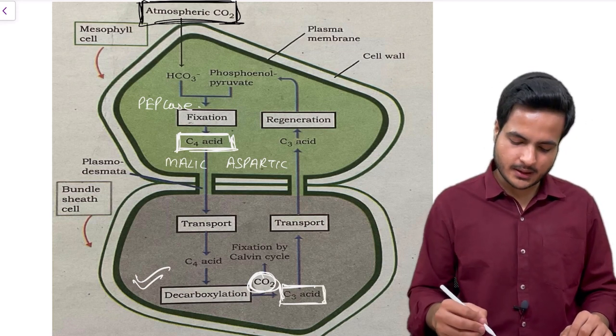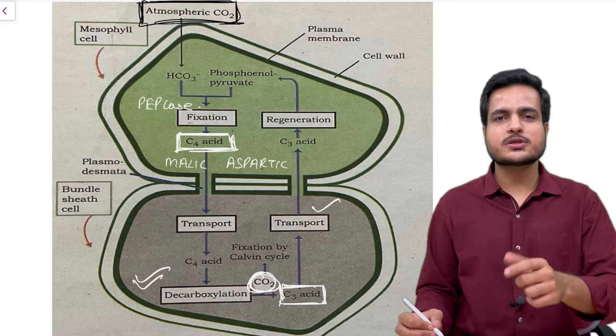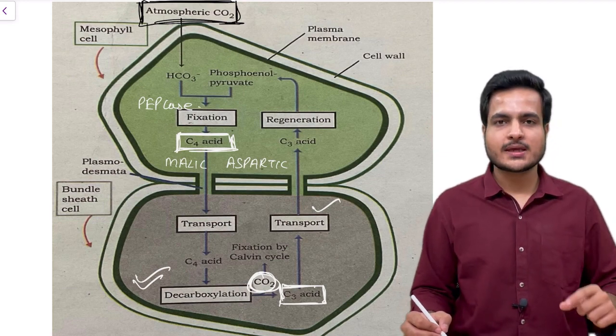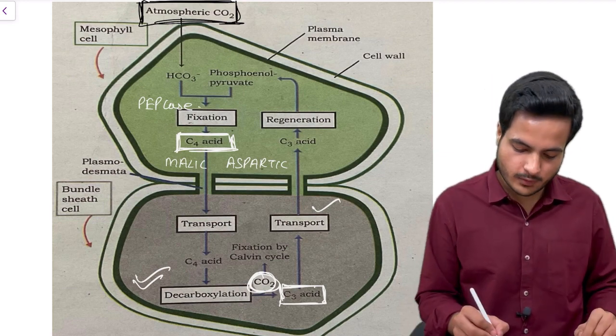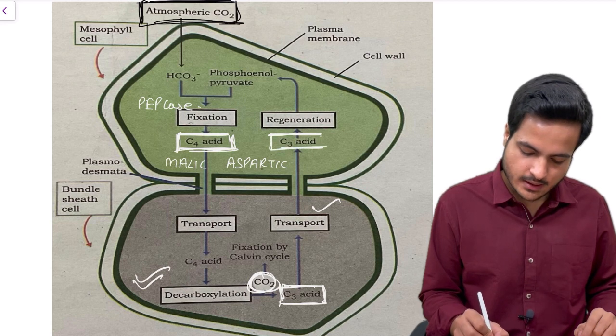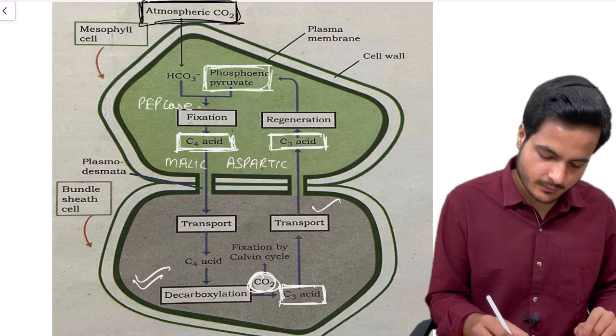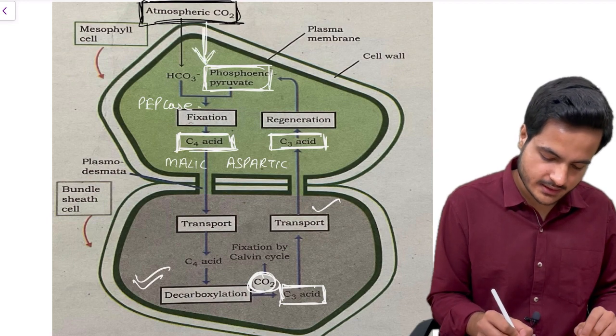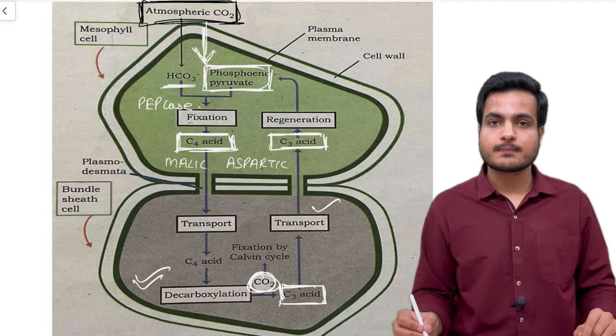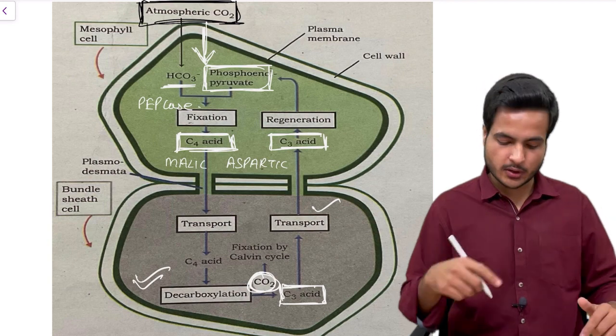And this 3 carbon containing acid was transported back to the mesophyll cell. But the mesophyll cell was smart enough to convert this C3 acid again back to phosphoenol pyruvate, which will again combine with the atmospheric carbon dioxide in the form of bicarbonate ion, and the cycle will continue on and on.